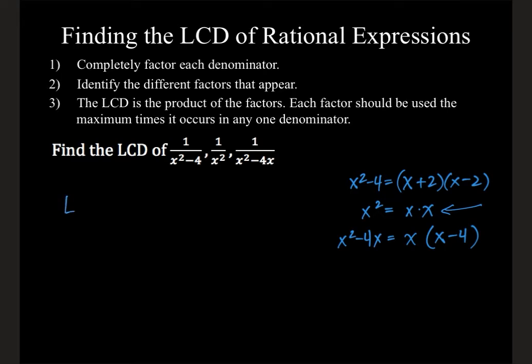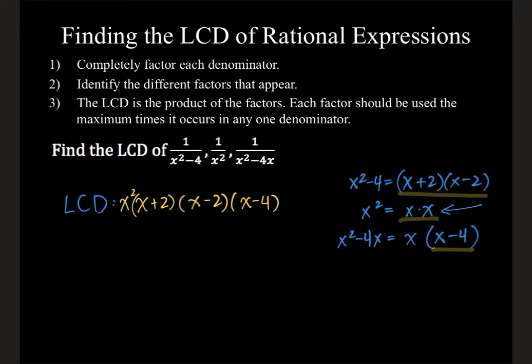So my LCD is going to be, I want to make sure I keep hold of a bunch of these, right? So we have the x plus 2, x minus 2, and x squared, and then this x minus 4 is also new. And it's nice to keep the x squared at the front. And that becomes our new denominator for when we combine them.